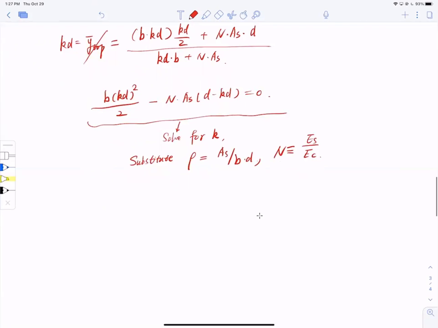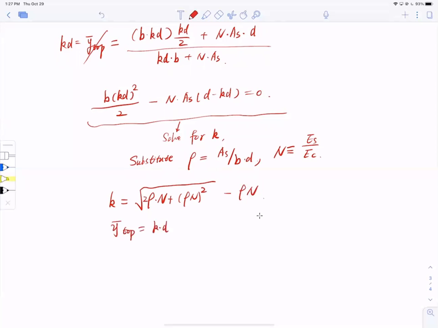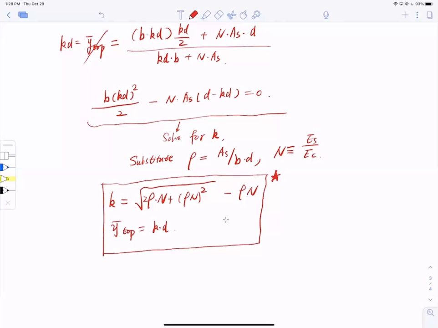And then after all this conversion, I can get K as a function of rho N: K equals the square root of 2 rho N plus rho N squared, minus rho N. And Y top, which is the centroid, equal to KD. Now this is a little bit long. You can try to derive it and learn it. If you don't have time, that's fine, but remember this equation. At least put it on your crib sheet for the exam.